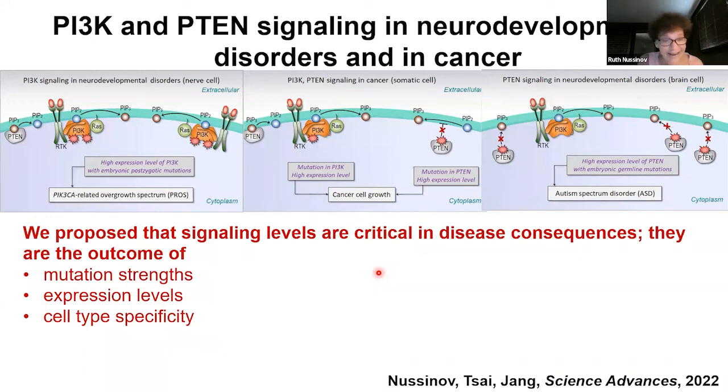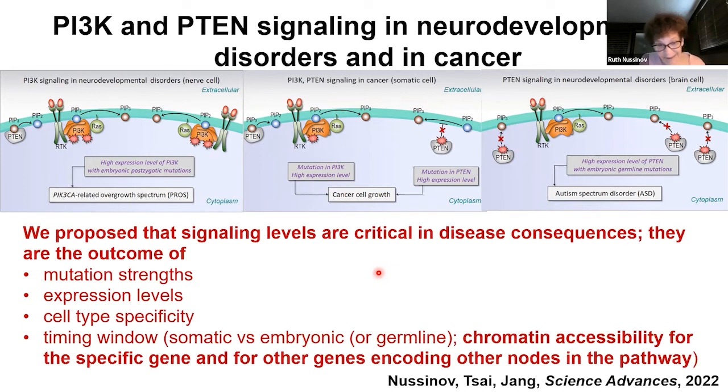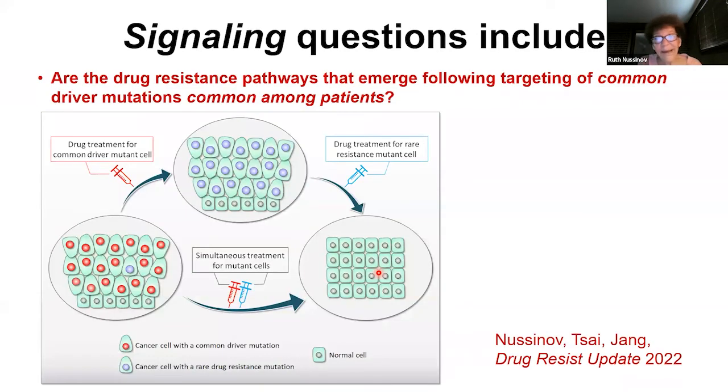So simulations are not the end, of course, they only present a specific aspect, and the cell typing and the timing window, somatic versus embryonic or germline, chromatin accessibility for the specific gene and for other genes, encoding other nodes in the pathway. Signaling questions also include ones that we have been interested in. I'm not going to go into details because my time is up.